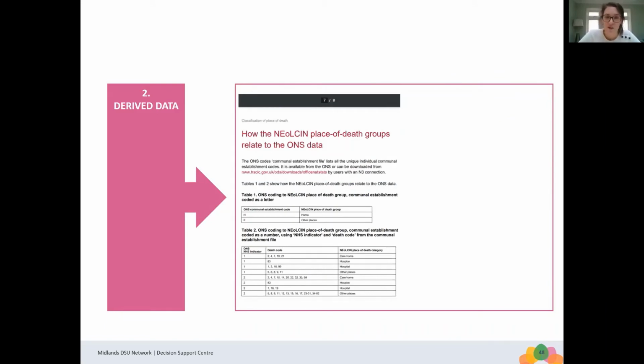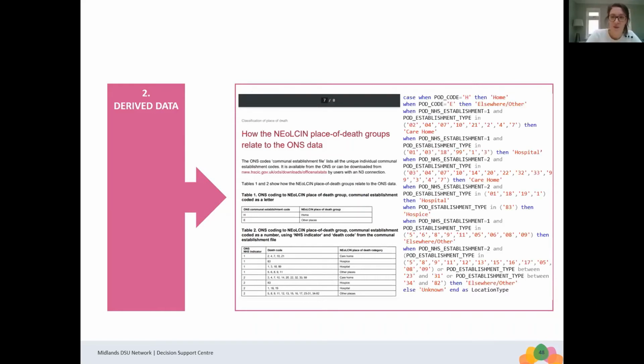Here, I realise it's probably very tiny on everyone's screens, but it's just a screenshot from the report where they talk about which code should go into which place of death group. And then, because I feel that I keep mentioning the SQL, it's almost fictional at this point maybe to people, here is a screenshot of some of the SQL code where we take the information on the left and apply it to the data. And if you access SQL code, you'd see that code there available for you.